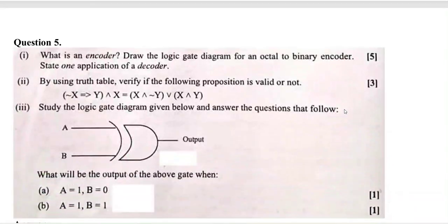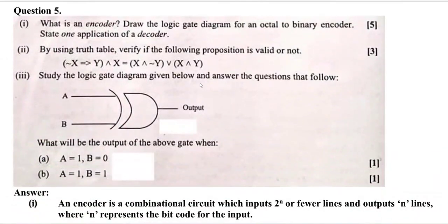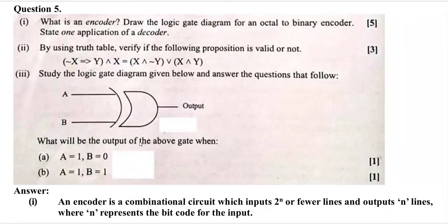Next one, question 5. What is an encoder? Draw the logic diagram of an octal to binary encoder. State one application of decoder. Second part is, by using truth table, verify the Boolean expression given there. Third one, study the logic gate diagram and answer the questions given below. One by one, let us solve.